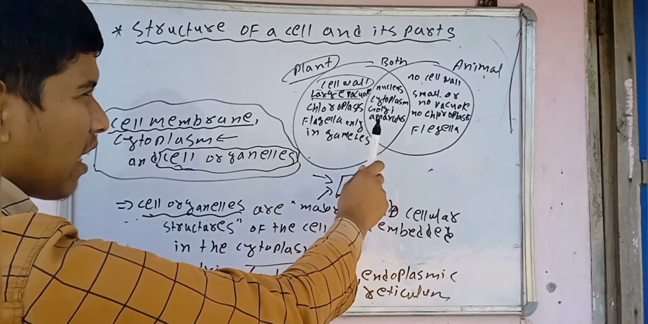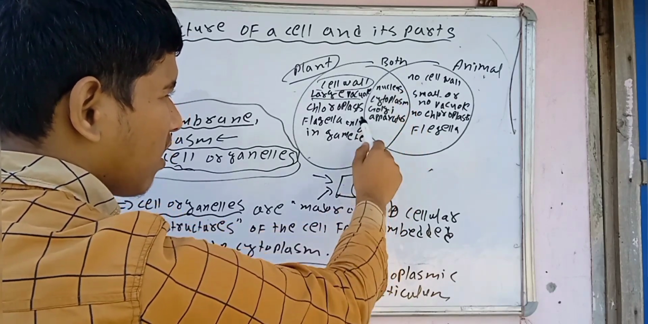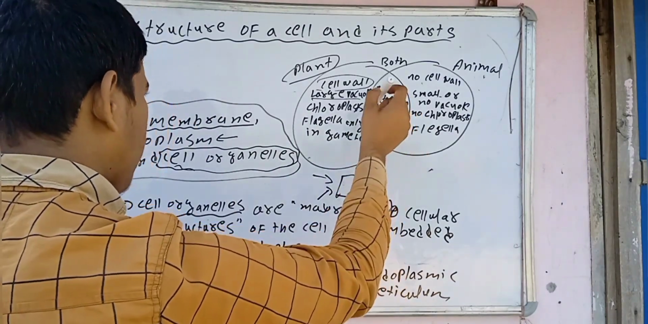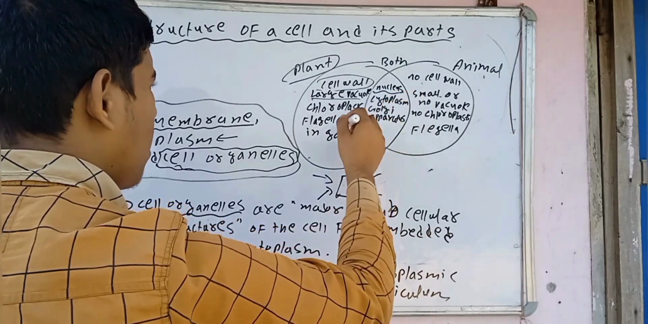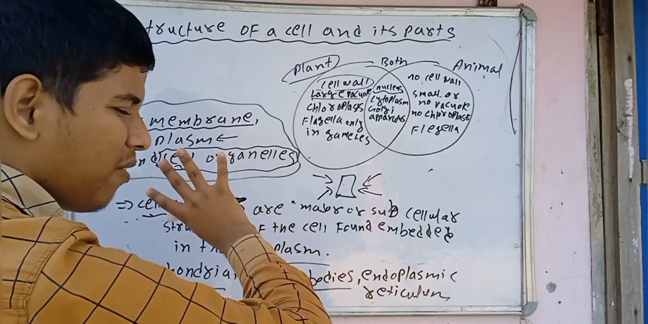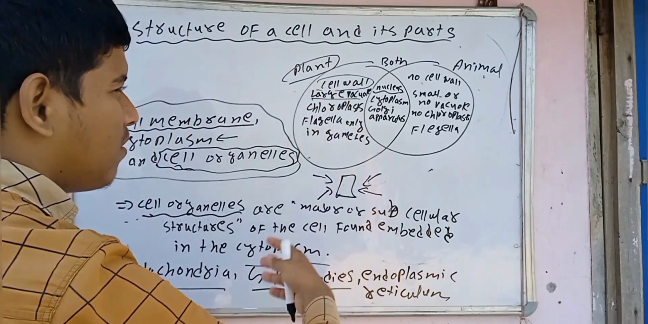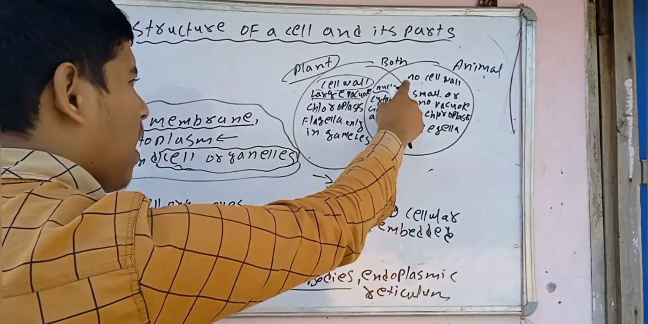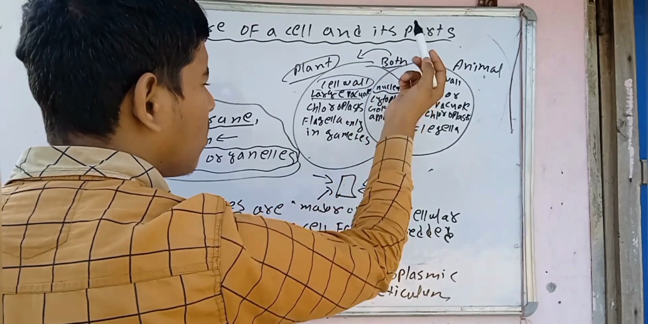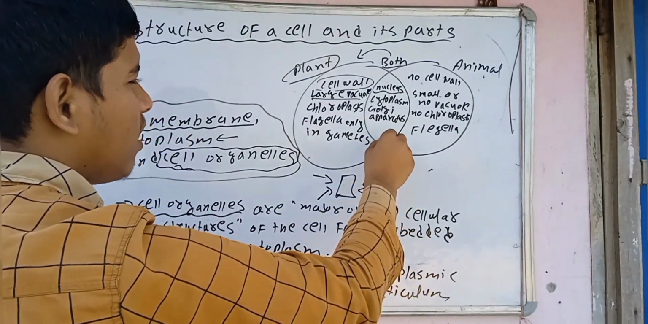First you need to understand the diagram. Here you can see both, meaning this part falls in both plant and animal cells. These are different parts of the cell. Nucleus is a different part in a cell. Cytoplasm is a different part. So these parts are found in both. You can see here written both. Both means plant cell and animal cell both. It is the intersection part.